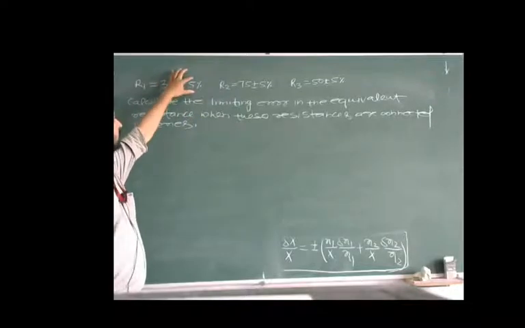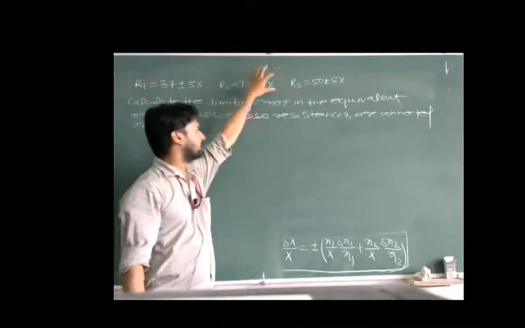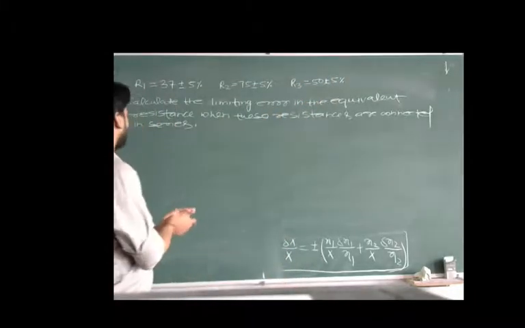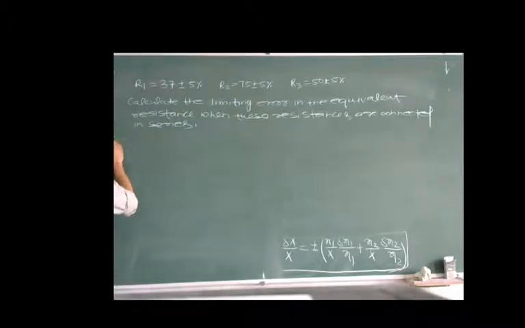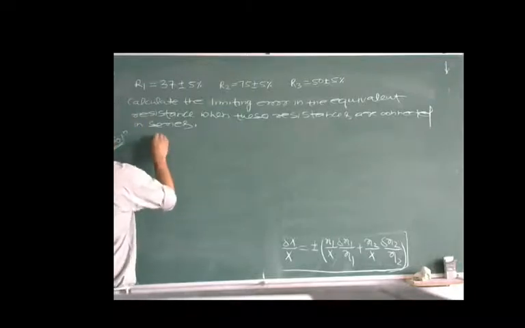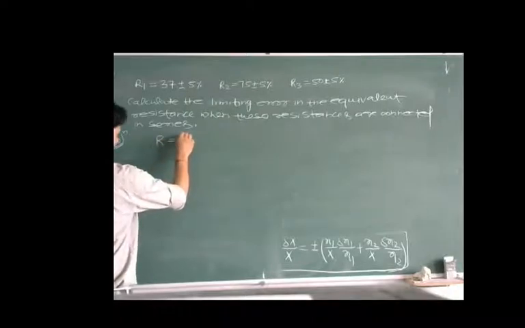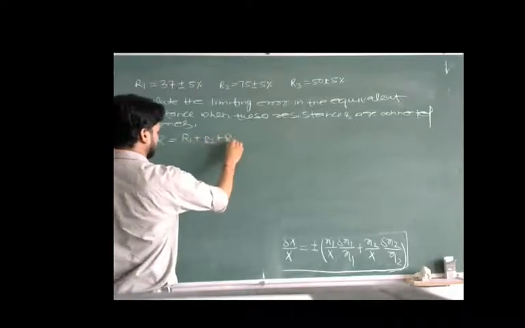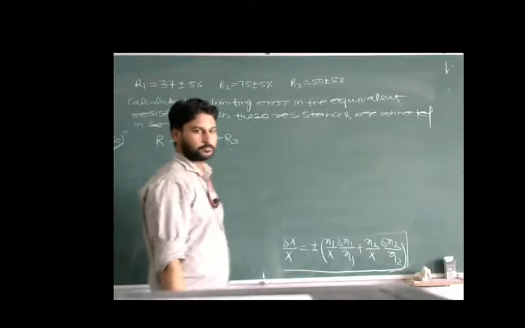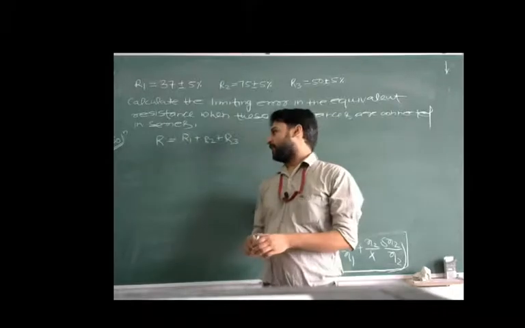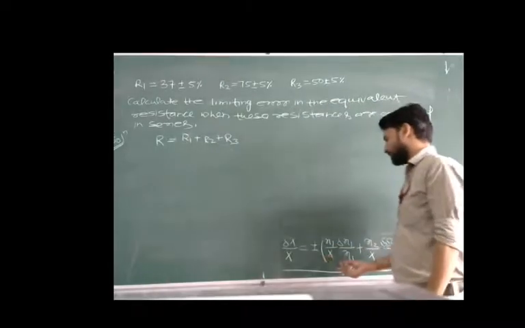The individual limiting error is given with each resistance. The equivalent resistance when these resistances are connected in series is R is equal to R1 plus R2 plus R3. This is the case of summation, and in the case of summation we can find the limiting error by using this relation.